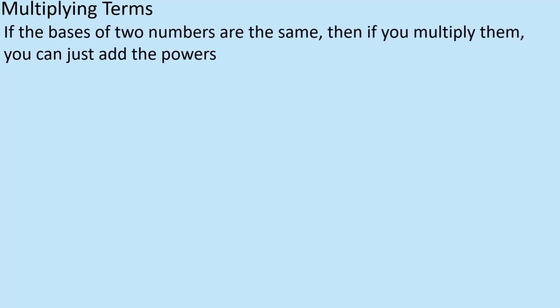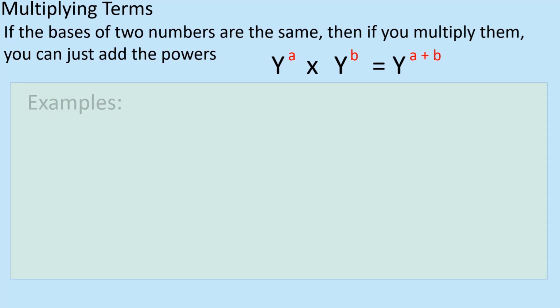Hi there everybody, today we are going to look at indices and specifically we're going to go through all the different kind of rules, but we're going to start with multiplying terms, arguably the most straightforward one. Essentially, if you've got y to the a times y to the b, first of all your base, your y, needs to be the same, otherwise this is not going to work. Then all you're going to do is add the powers.